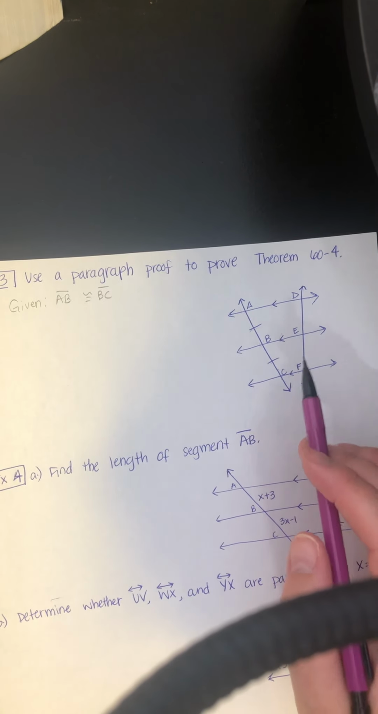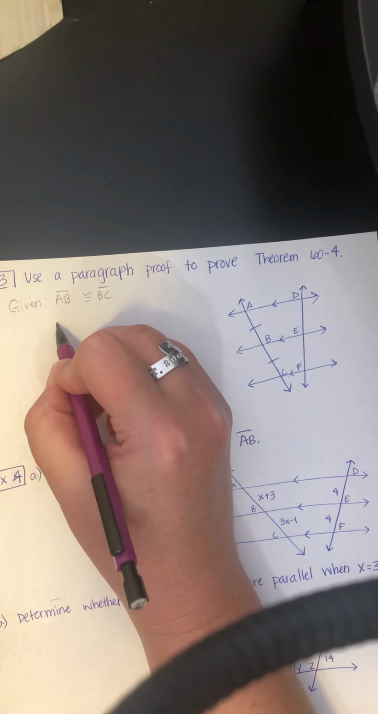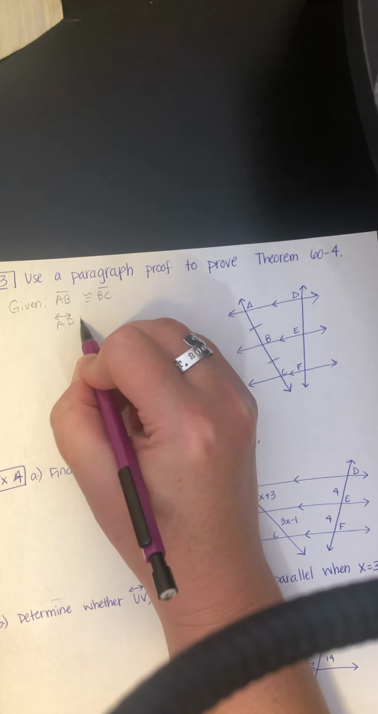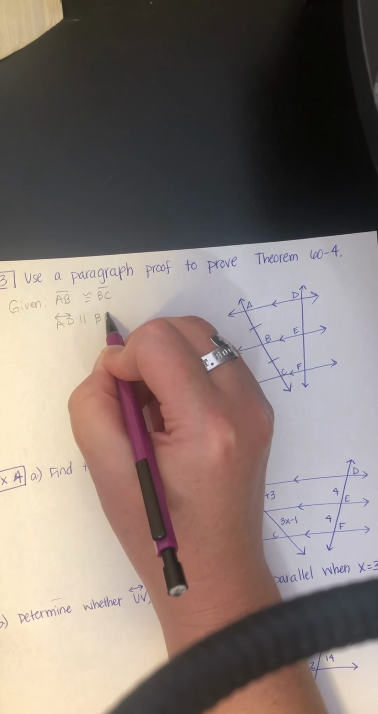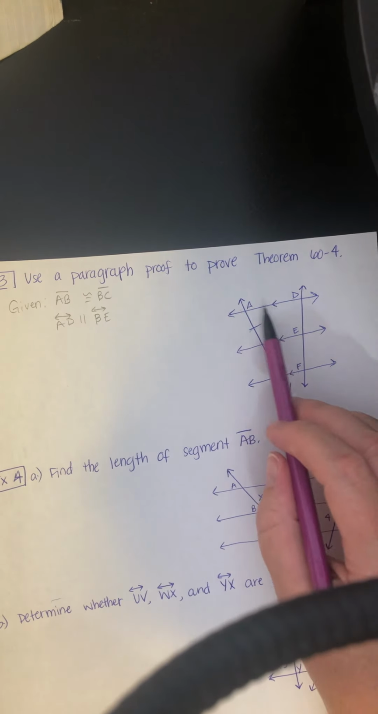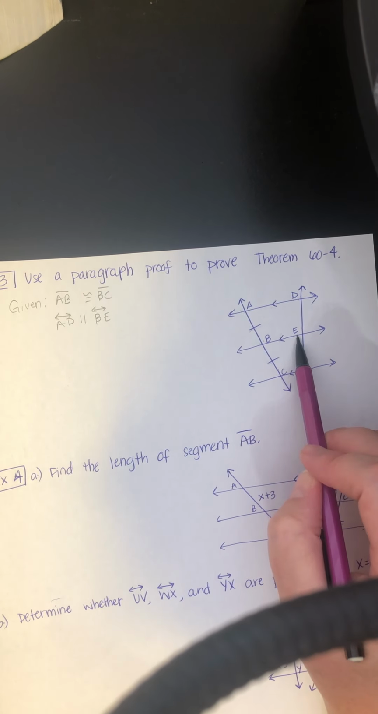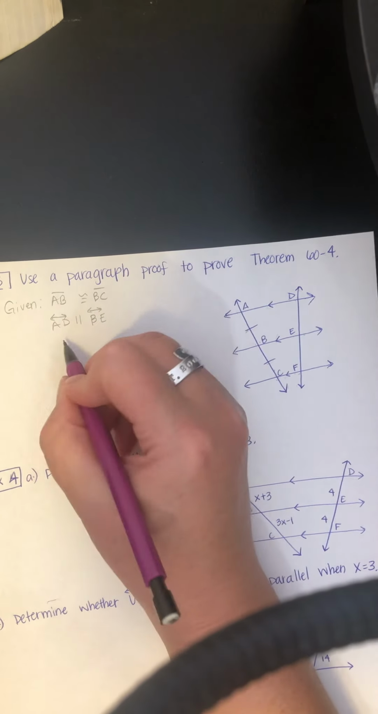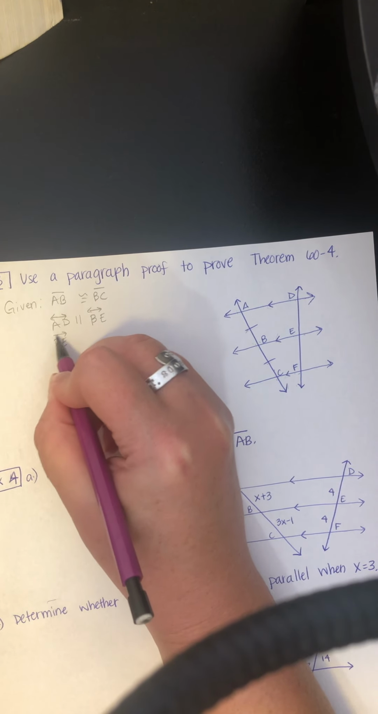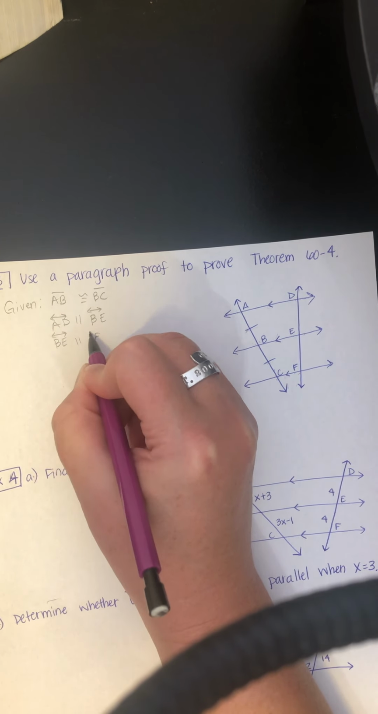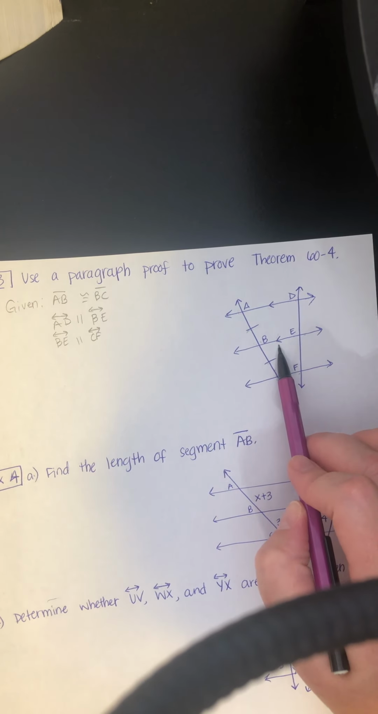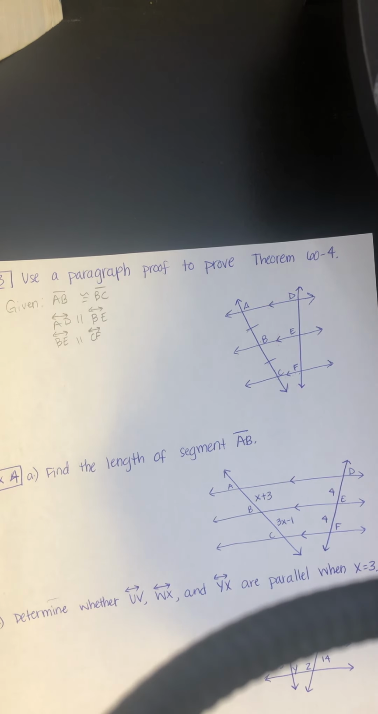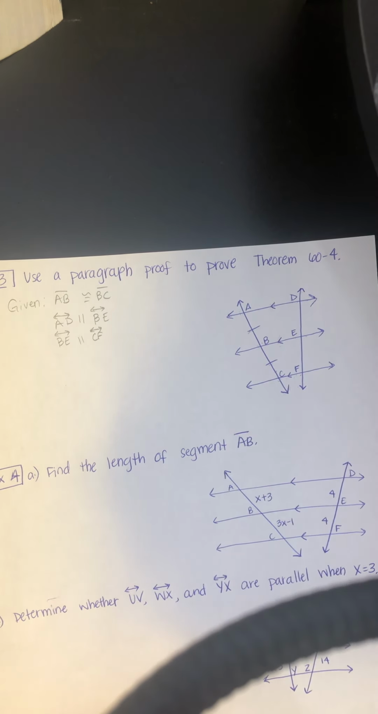We also know about the parallel lines, okay? We know that line AD is parallel to line BE. AD and BE, they're parallel. And we know that line BE is parallel to line CF. And if AD is parallel to BE and CF is parallel to BE, that means that AD and CF are also parallel. Okay, so these lines are parallel to each other.